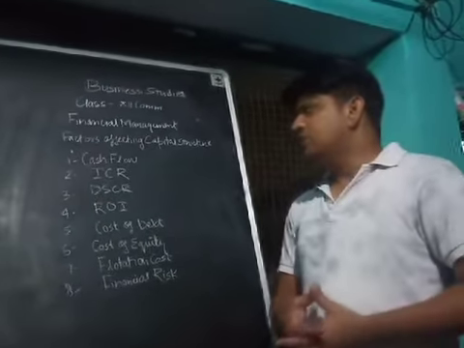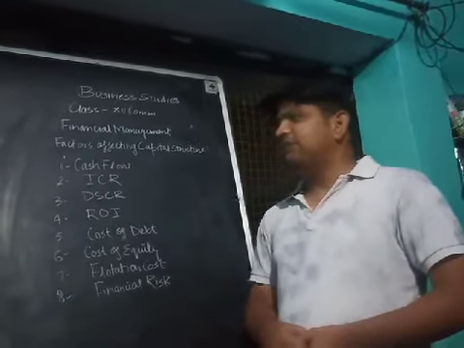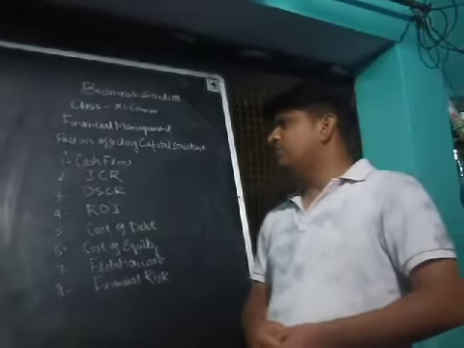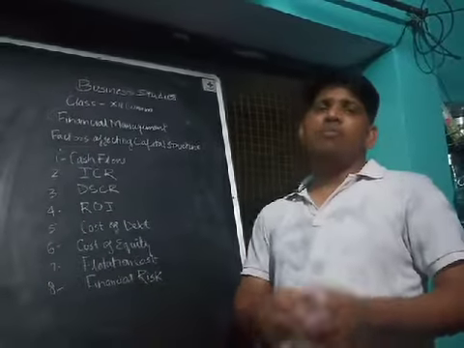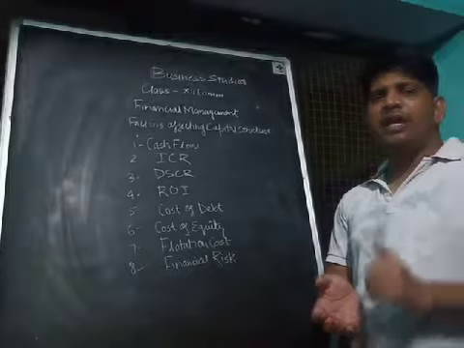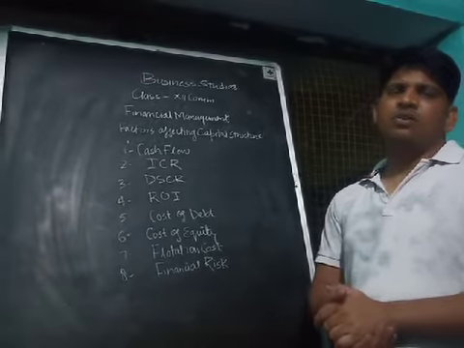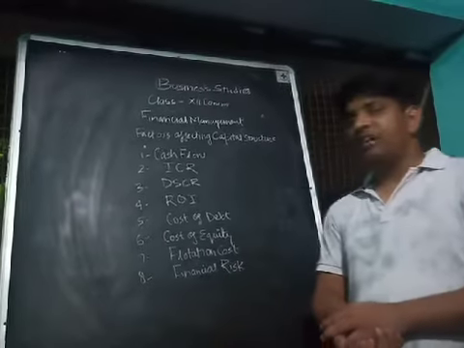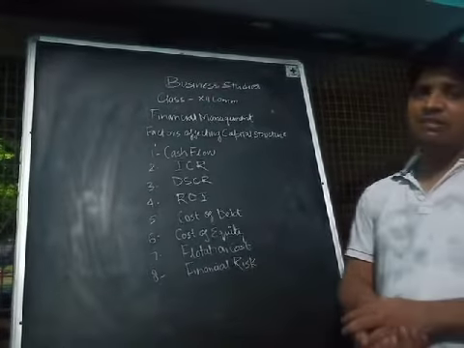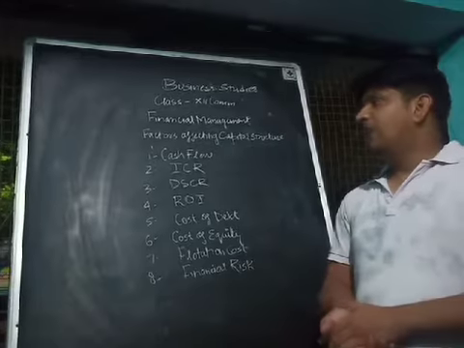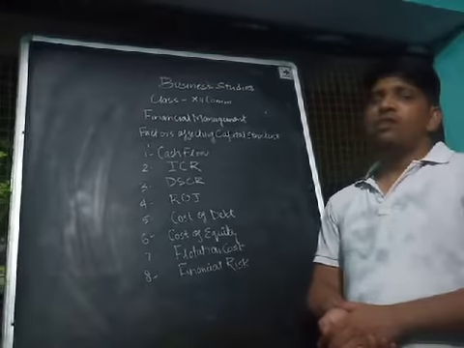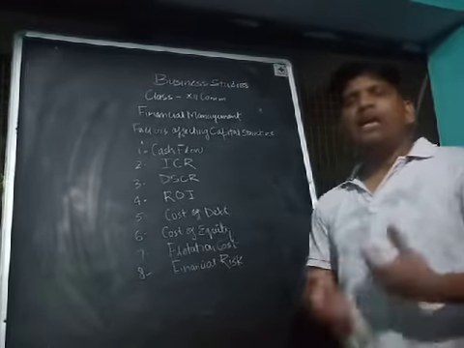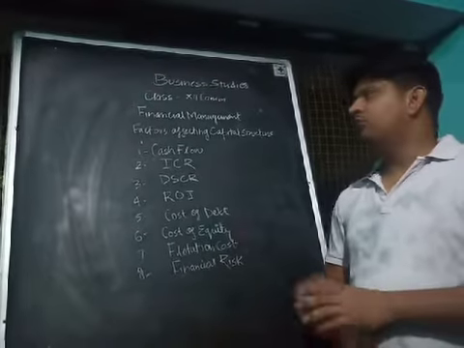The another one is ICR. ICR means interest coverage ratio. As I told you, ICR indicates the number of times the company earns before paying interest and taxes. So if the company is getting more profit before paying interest and taxes, then it is considered as ICR. Every organization has to pay taxes once in an accounting year, but the company can earn many times in a year, like 12 months are there.